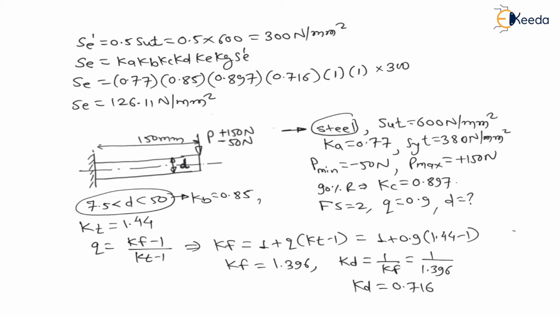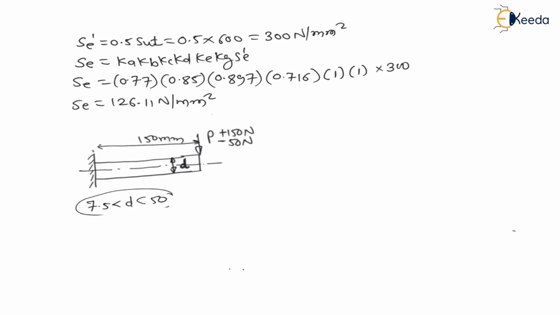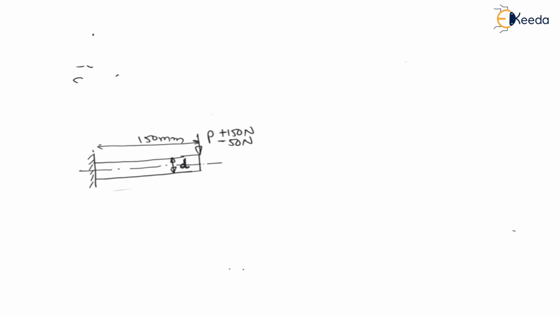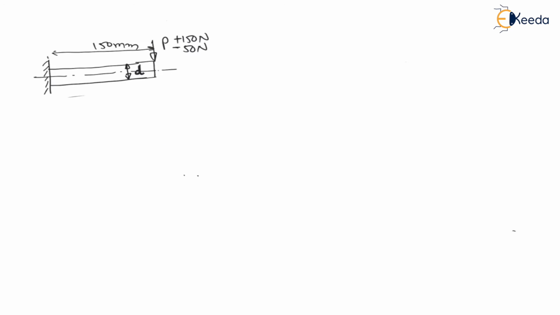So here I am writing all the given data on one side, right? Whatever required data we need, we will write here. First, we have calculated the given data. SUT is given as 600 Newton per mm square, right? Then Se, the corrected endurance strength required for further calculations, is 126.11 Newton per mm square. Then K, then all factors are not necessary.